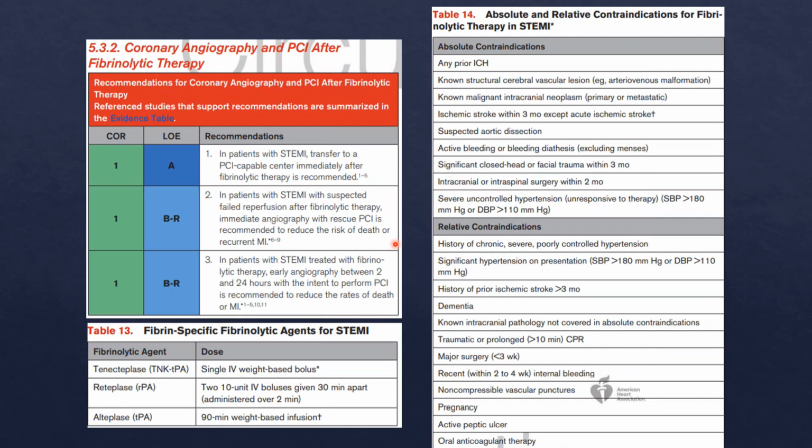These are the doses of different fibrinolytic therapy agents used for STEMI. SK can also be given, although not mentioned here because it is unavailable in America right now. And these are some of the absolute and relative contraindications of fibrinolysis.